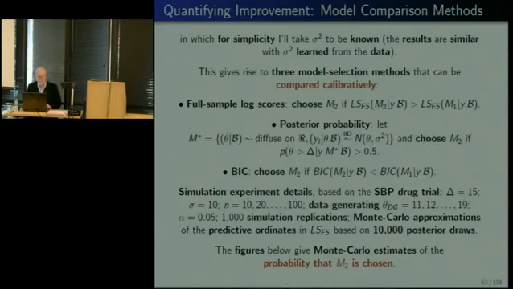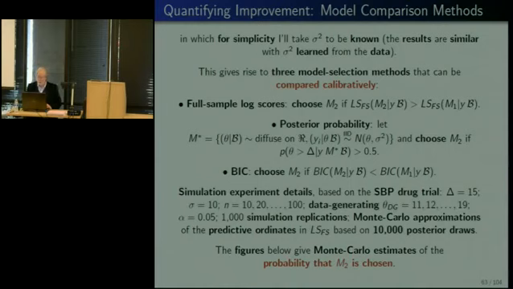And when I used full sample log score, I made Monte Carlo approximations of those predictive ordinates based on 10,000 posterior draws. And so now I'm going to plot for you Monte Carlo estimates of the probability that model 2 is chosen.